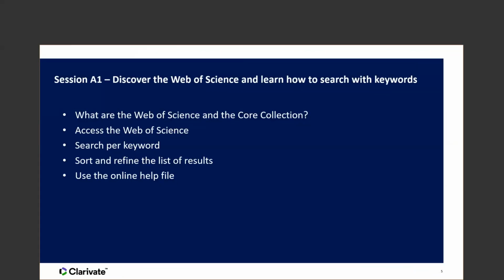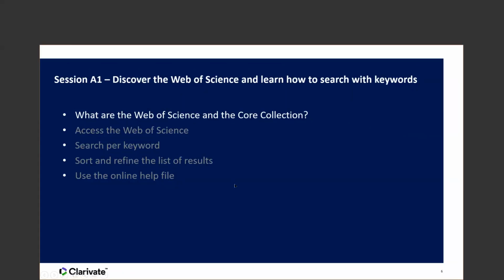And then we will dive into searching per keyword. This is the topic of the day, searching per keyword. We're going to learn the basics today. You will see a lot of results when you search per keyword, so we will learn how to sort those results and refine to get a more focused list of things that are interesting to you. And we will end by learning how to use the online help, because this is very helpful to have always at your fingertips a help that is constantly updated.